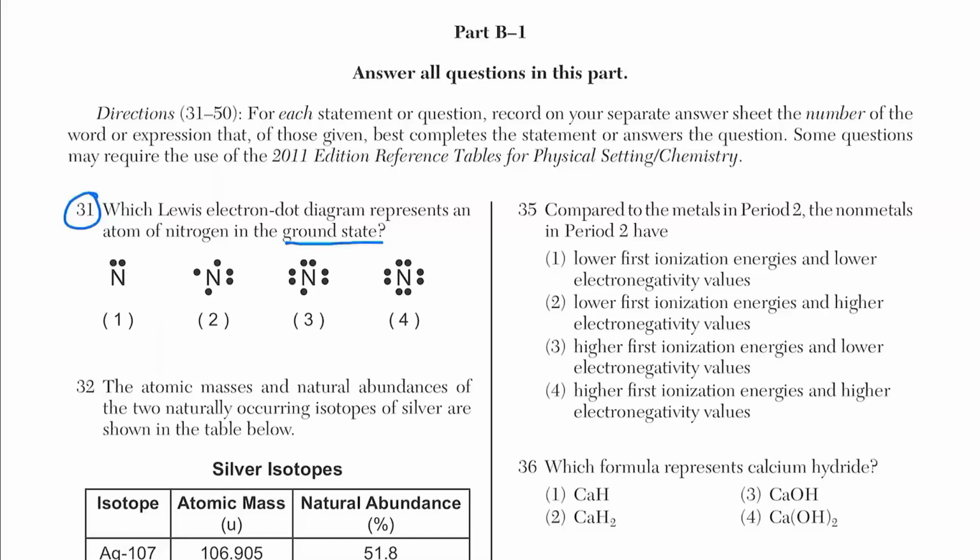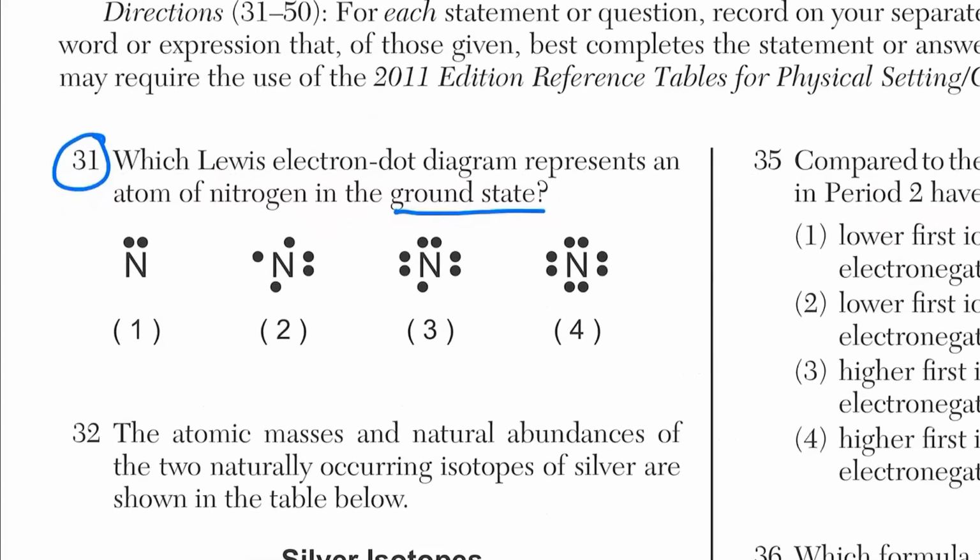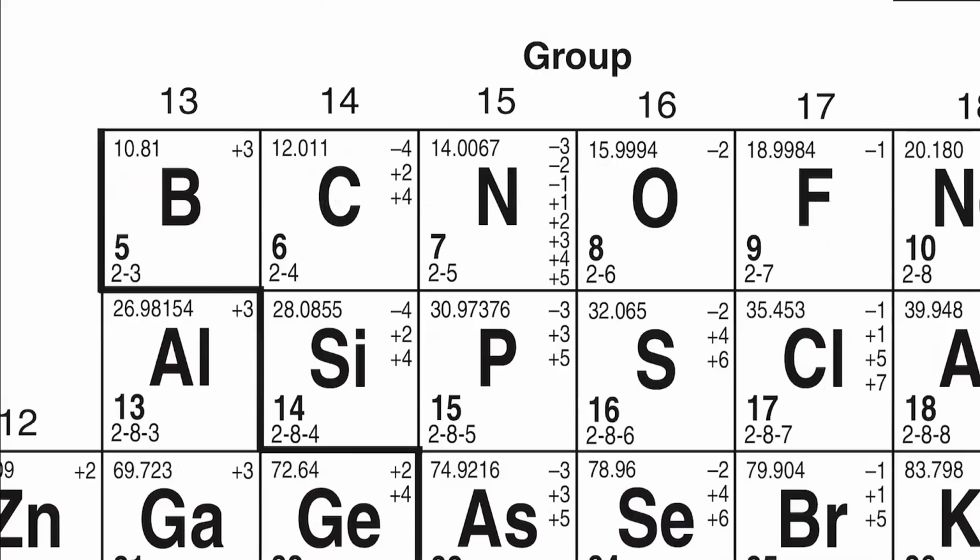We should recognize that a ground state configuration for electron dot diagrams represents the valence electrons. So let's go to the reference table to know the electron configuration and the valence electrons for nitrogen. Looking at our periodic table, we can see nitrogen right here in the middle, and its configuration is 2-5. Now, what does that mean, party people?